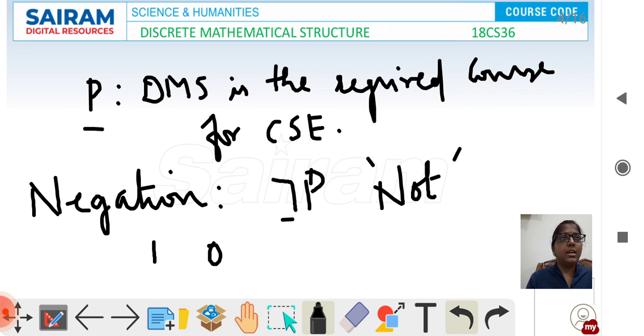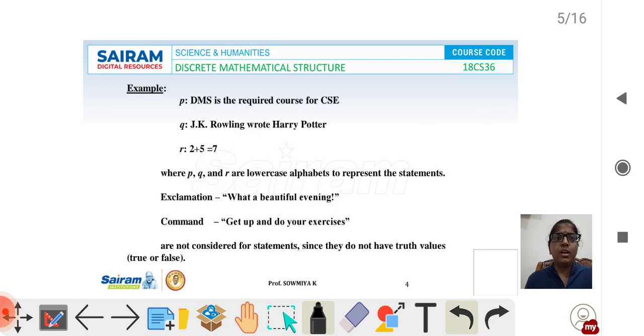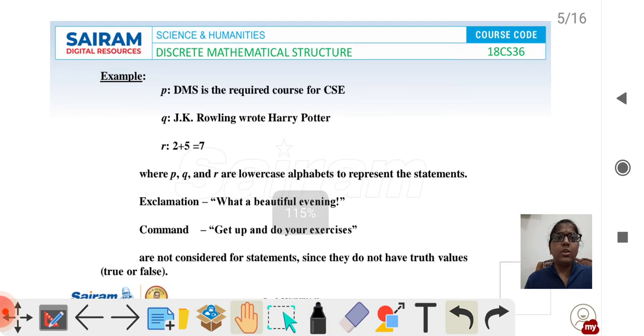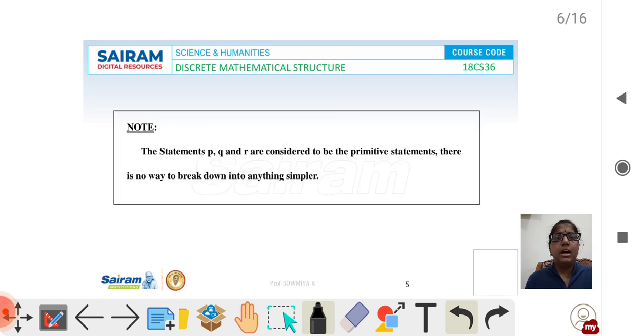For the other connectives, we have to combine two or more statements into a single compound statement. For example, see, I have just explained this, okay? Here we have P and Q and R. These statements are declarative statements and we should not use any exclamation or command statement. For example, a command statement is "Get up and do your exercise." We cannot judge anything about this statement, right?